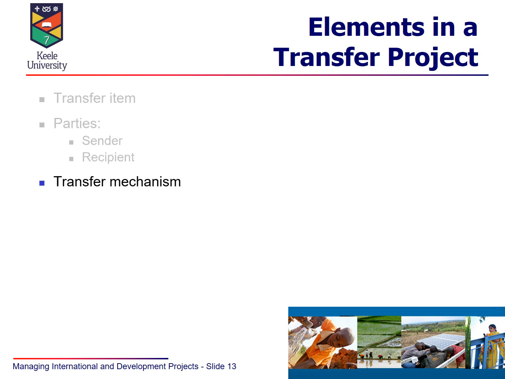There are other factors as well. The fourth element would be the transfer mechanism. How exactly are we going to transfer it? So, are we going to use, for example, a build, operate, transfer model? This involves large infrastructural projects, such as power generation plants, where people might see the need to establish a new power generation plant in a developing country of the world. But we need to think about how we're going to transfer that.